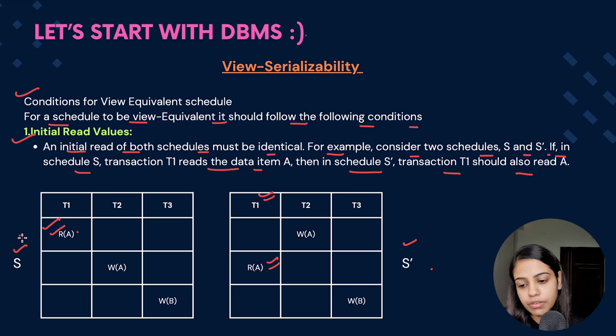So if in schedule S, T1 is the first transaction which is reading the value of A, in schedule S dash, T1 should always be the first transaction which is reading the value of A. That is, if a read operation is being performed on any data item here, it should be performed on the same in the view equivalent schedule.